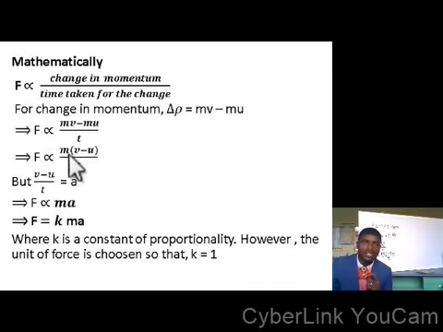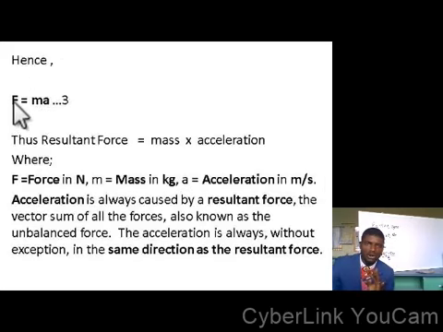And so we factor out m. Then from your laws of motion, you know that acceleration is velocity over time, and then we have this. And so to find the SI unit for force, we put k equal to 1, and that gives us the SI unit of force as F is equal to ma, where F is the force in Newton, mass m is the mass in kilogram, and a is acceleration in meter per second squared.